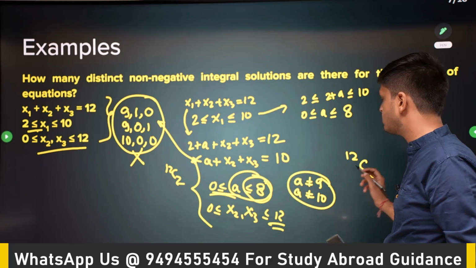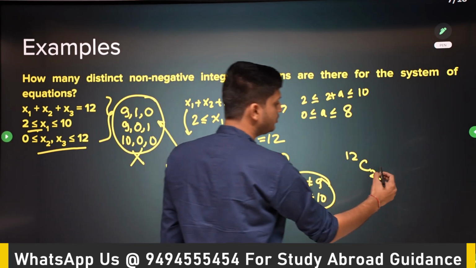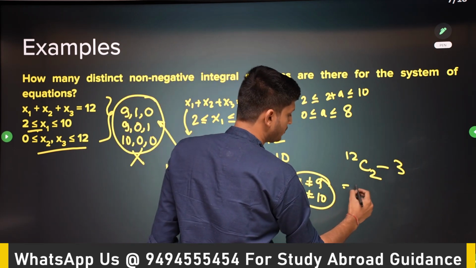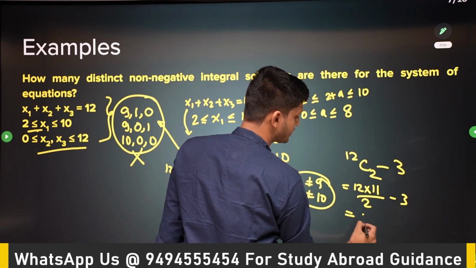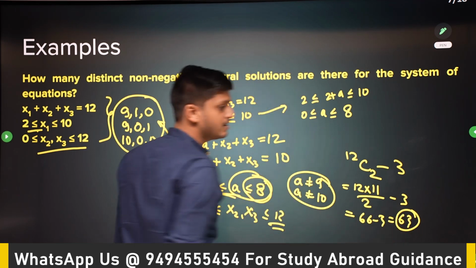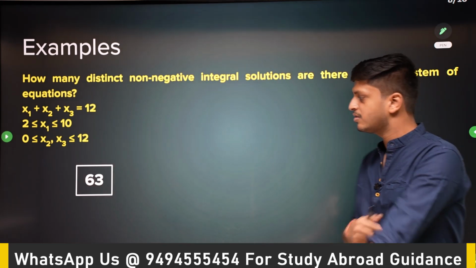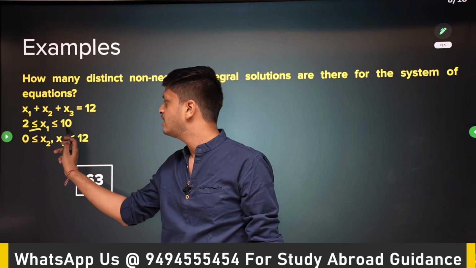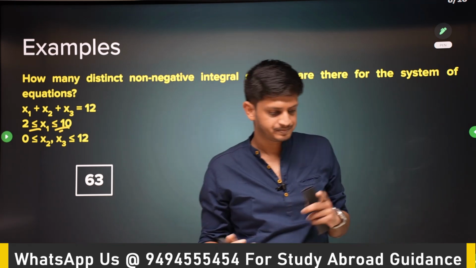So there were 12C2 total solutions to this equation. 12C2 minus 3 is our answer, since we have three solutions we are overcounting. So what will it become? 12 into 11 by 2 minus 3, which is 66 minus 3, 63. So there are 63 different solutions to this system of equations. So always, it will be a simpler problem: solve this side of the equation first, then the equation will reduce, and you have to subtract what you are overcounting.